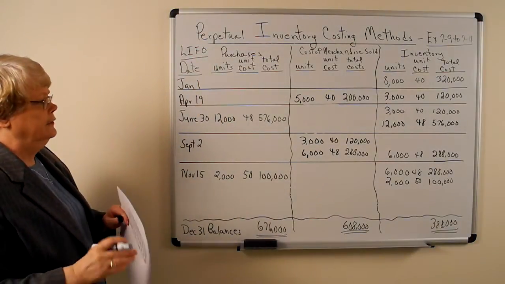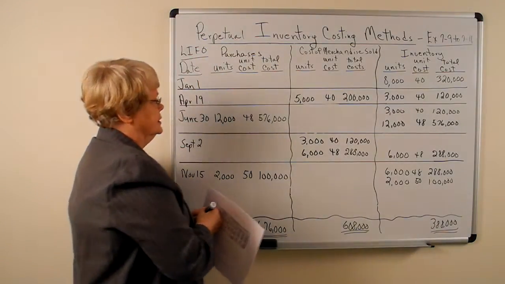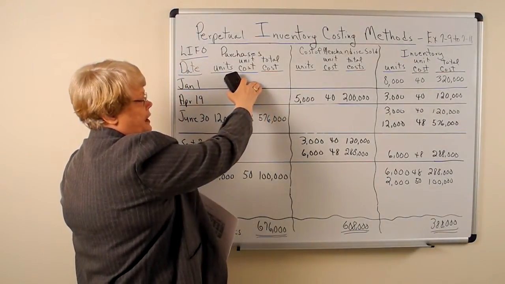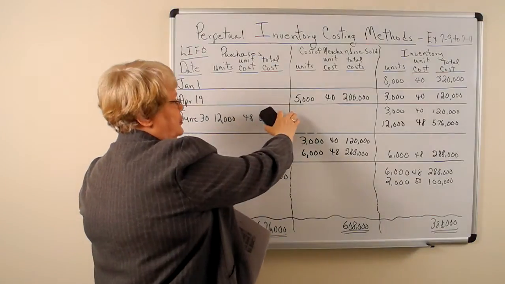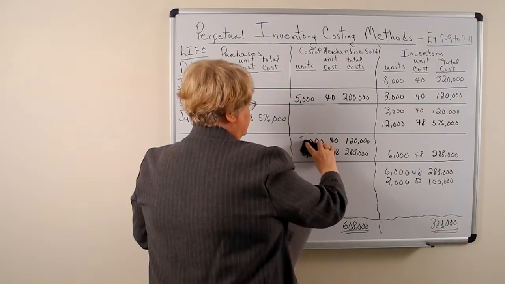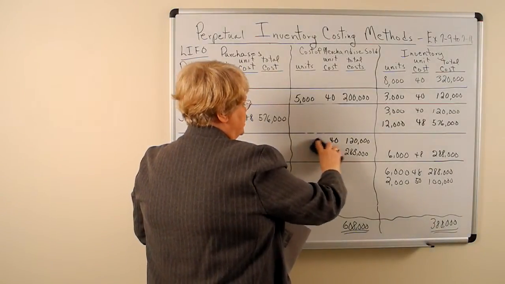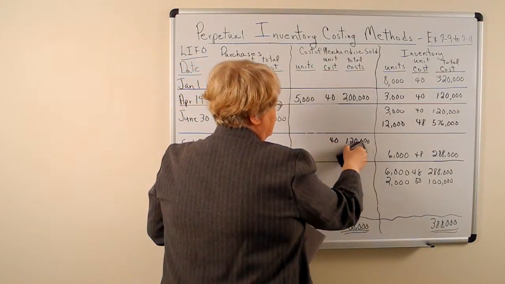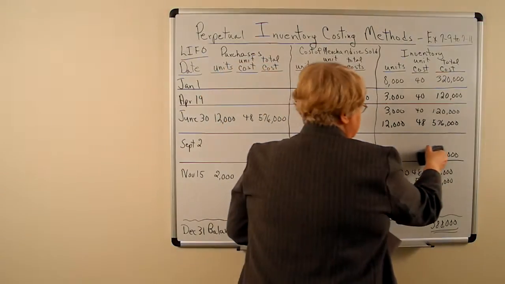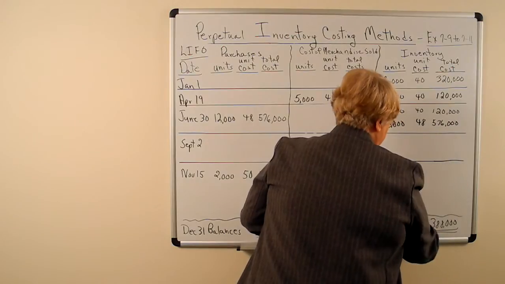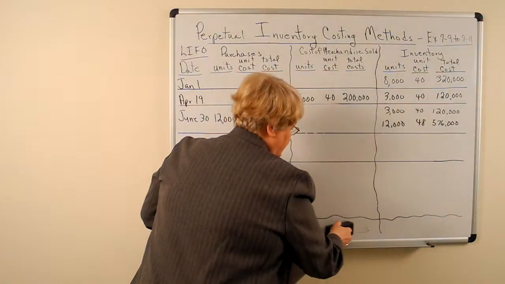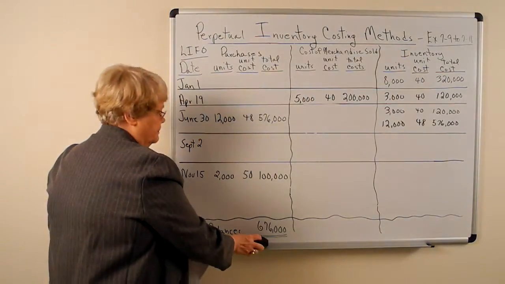Alright, now everything's going to be the same down to this point because we had beginning inventory of 8,000 units, and when we sold the 5,000 we only had one layer. So everything down to this point here is going to be the same. Where it's going to change is when we sell the 9,000 units. So let's erase these totals, and everything else will remain the same.